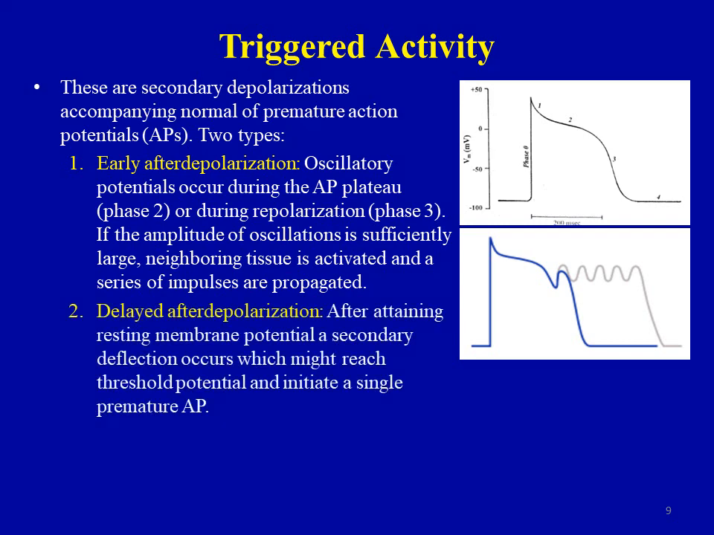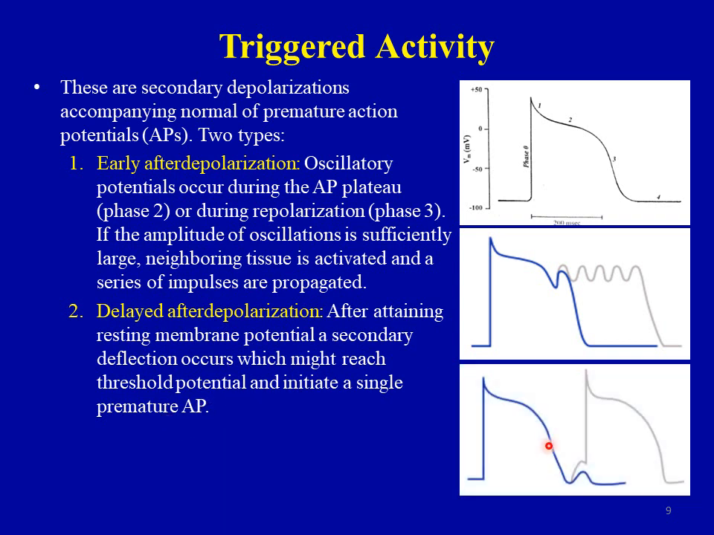The other type of after depolarization is the delayed after depolarization. It happens after attaining the resting membrane potential, where a secondary deflection occurs which might reach threshold potential and initiate a single premature action potential, as we see here. After recovery, the membrane potential goes back to phase 4, the resting membrane potential, and oscillatory activity will happen. If it is strong enough to reach threshold, then another action potential will be generated.